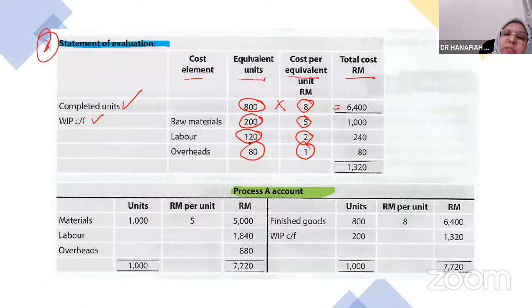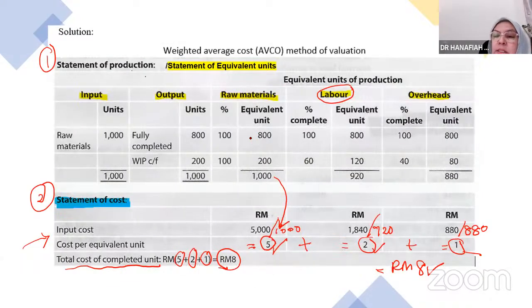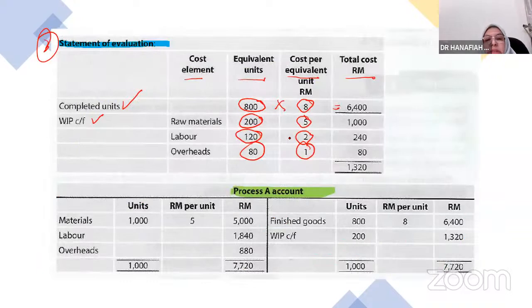And this is supposed to be the work in progress figure. Okay, 120, 80, 200. Right? You transfer into the statement of evaluation. All right. So from here, 200 times 5 is 1,000. 120 times 2, 240. 80 times 1 is 80. All right. So in total, it is 1320.